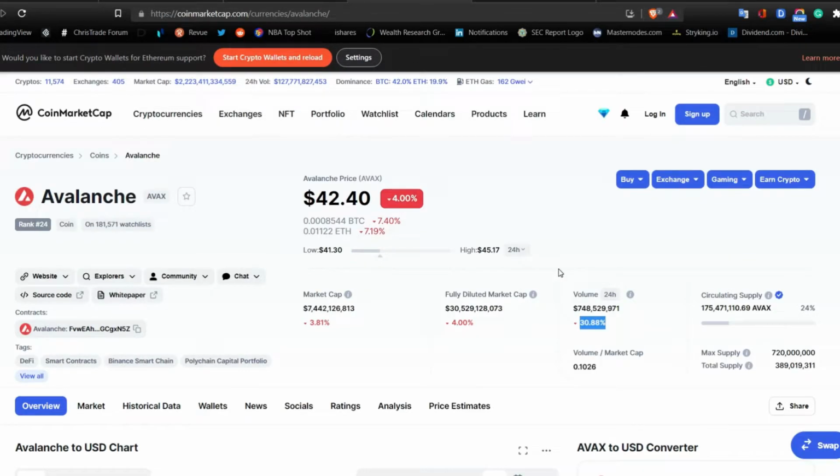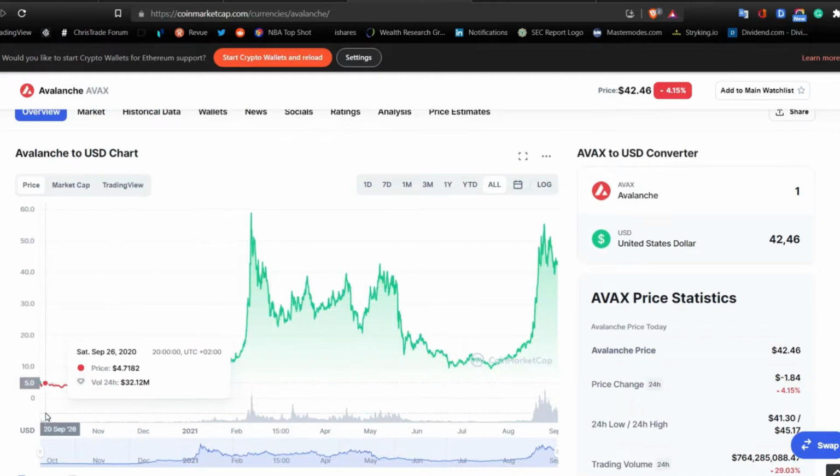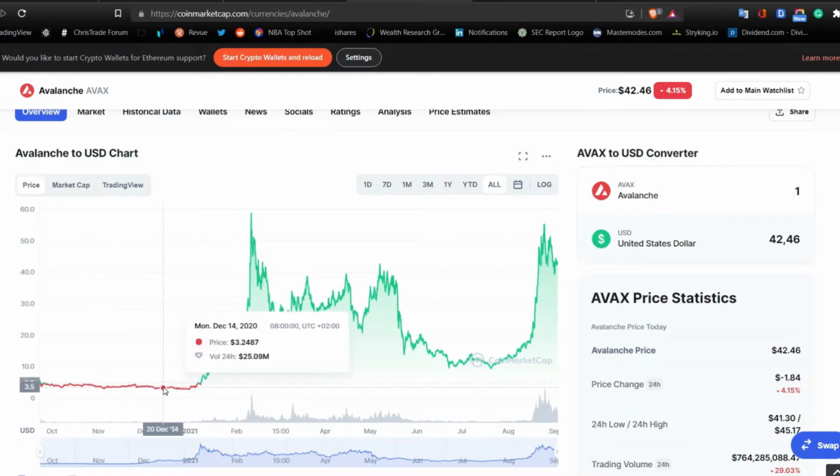All right, so let's start getting under the hood a little bit here. As we can see, Avalanche is ranked 24, so it is in the top 25. Look, it came down almost about 4%, and its volume is down about 31%. If we have a look at the fourth quarter of last year, you can see it's just been traveling sideways, really not that much action.